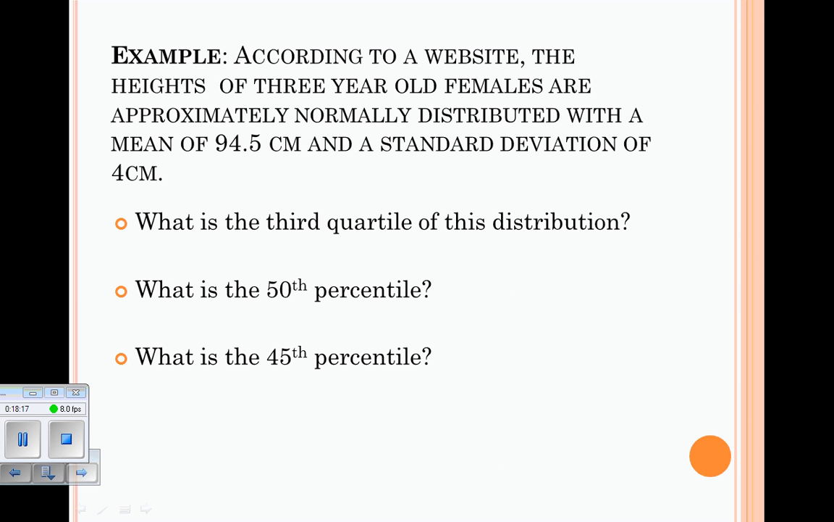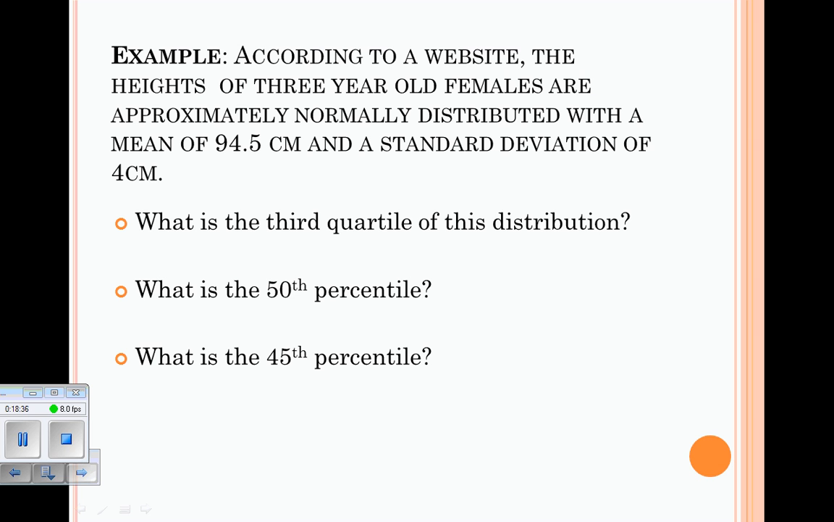So, according to a website, the heights of 3-year-old females are approximately normally distributed with a mean of 94.5 centimeters and a standard deviation of 4 centimeters. So what is the third quartile of this distribution? What is the 50th percentile? What is the 45th percentile?